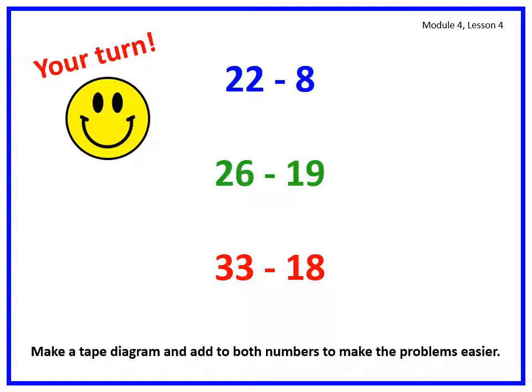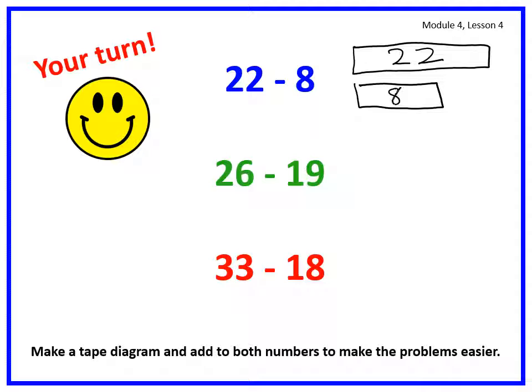Okay, so let's take a look at 22 minus 8. To find the difference, we're going to put 22 up top, and then we're going to have 8 on the bottom. So what I'm thinking in my head to find the difference here, I just need to add to both sides. I know that 8 is 2 away from 10, so I can add 2 more to both sides.